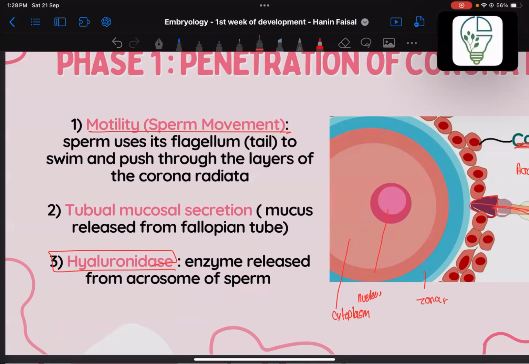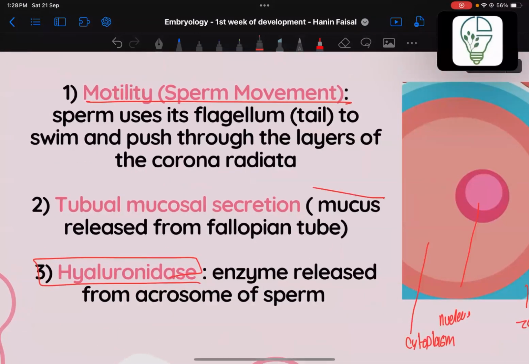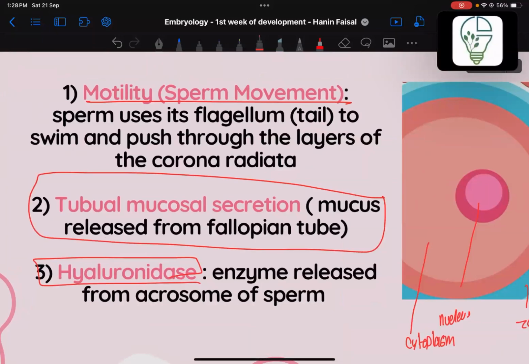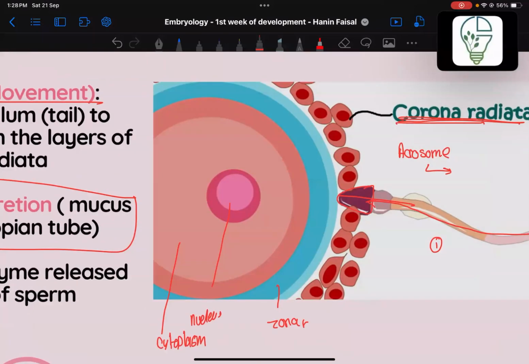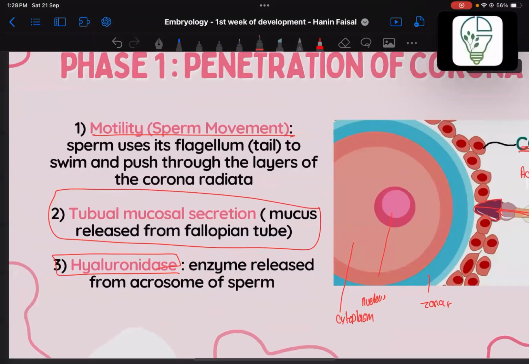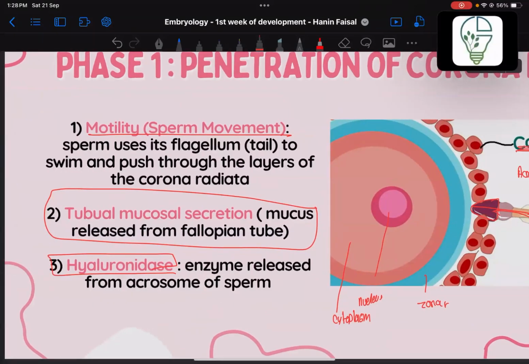And then finally, the doctor mentioned this in his slides, but I don't think it's that important. However, we said this happens in the ampulla of the fallopian tube. And in the fallopian tube, there can be mucus secretion, and this mucus secretion can help this process. However, it's not really significant, it's not really important. Just know the motility and the hyaluronidase enzyme.